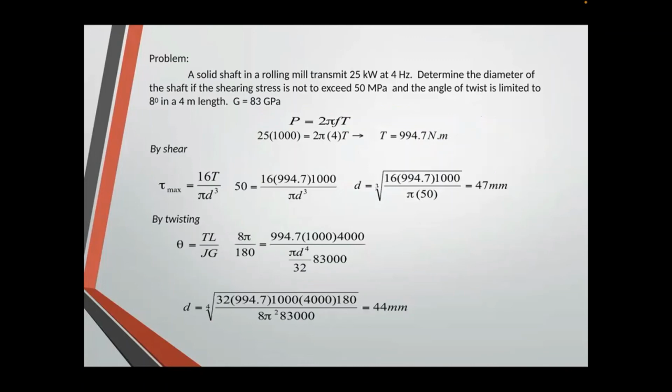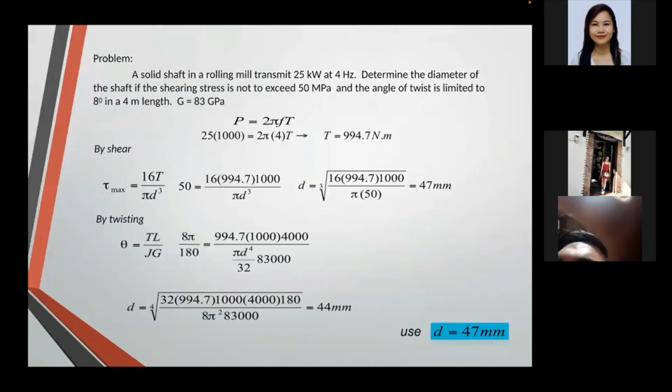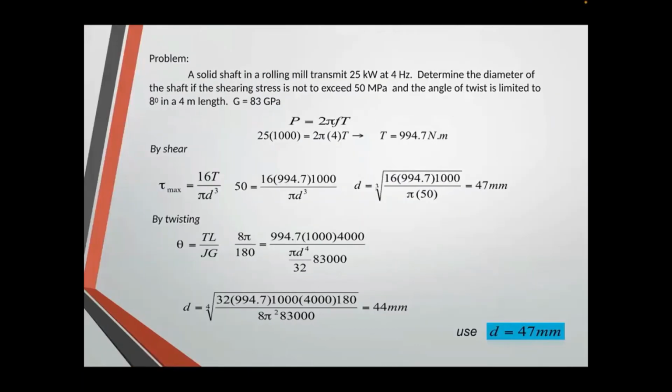44 and 47. Again, we need to choose one. So, of course, we will choose the bigger diameter. Kasi yung limit ng shear is 47. Tapos yung limit ng twisting is 44. So, in this sense, mauunang mag-fail yung shearing compared sa twisting. Kasi yung limit niya is 47. Pag bumaba ka sa 47, mag-fail na siya sa shear. So, use D is equal to 47.